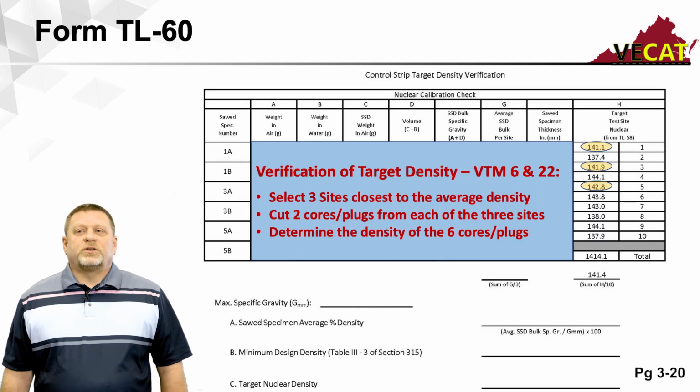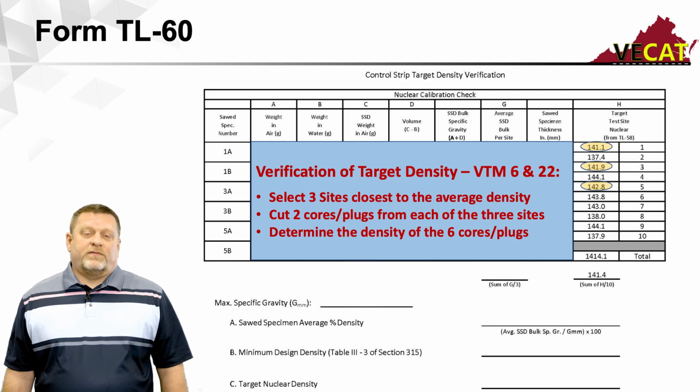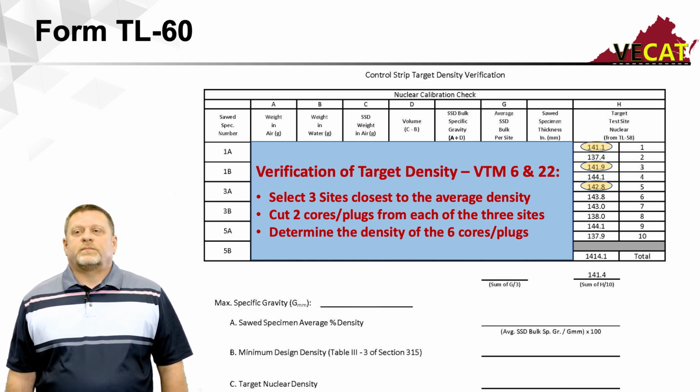Here is a portion of the TL60 form. As you can see, note here that he's already transferred the data. It's on the far right-hand side from the TL58 to the TL60. That was his nuclear density readings, and he's determined that we are going to core site 1, site 3, and site 5. We've also labeled those plug locations to be 1A, 1B, 3A, 3B, and 5A, 5B, which keeps us referencing to the exact same nuclear density reading that was taken at that location.